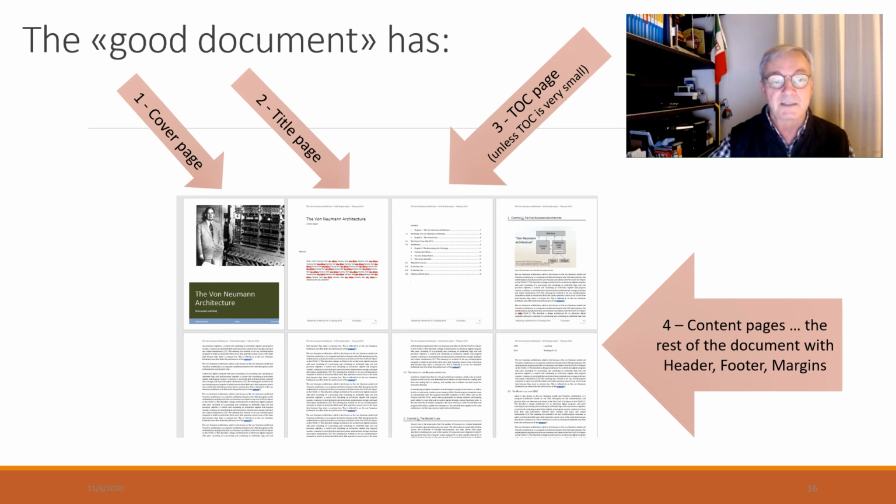So we have 4 parts: a cover page, a title page with the abstract, a table of contents page. We should think about a table of contents which is not so small. If the table of contents is very small, I mean it's only 3 lines, then it can go also in the title page. But normally it's bigger than 2-3 lines, so we want to have a separate table of contents page. And then the 4th part is the content of the document itself, what's in the paper that you are writing. Is this clear?